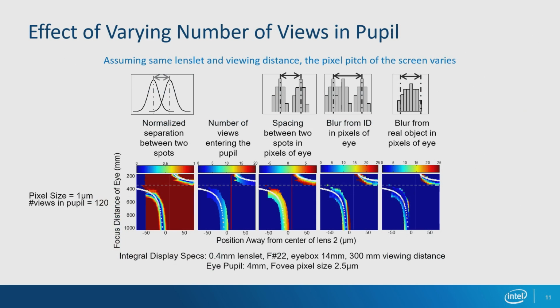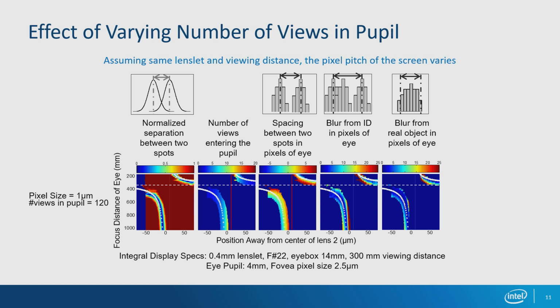So the second analysis, what I did is, since it's a simulation, I have the power of changing the integral display parameters. So I kept the lenslet the same, viewing distance the same. I vary the pixel pitch of the screen which I'm using. What that does is change the number of views in the pupil.